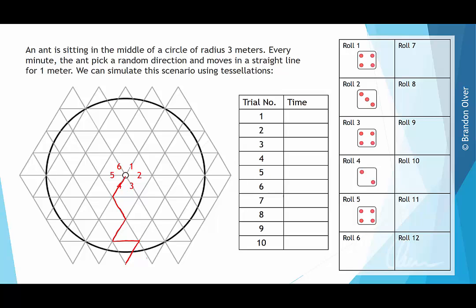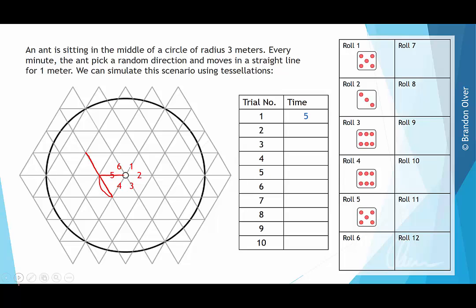Now the ant is outside of the circle, and that simulation took 5 minutes for the ant to exit the circle. We'll do this again. On our first roll, this time we get a 5, so we come out here. Then we get a 3, so that's 1, 2, 3 in this direction. Then we get a 6, so the 6 actually takes us back up that path again. Then we get another 6, so we go out to here.